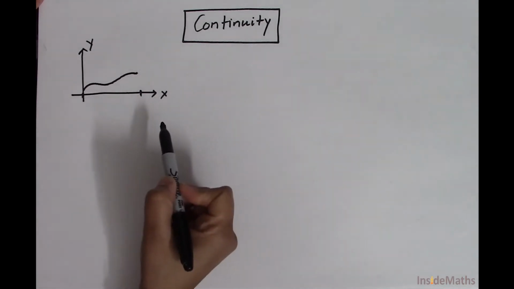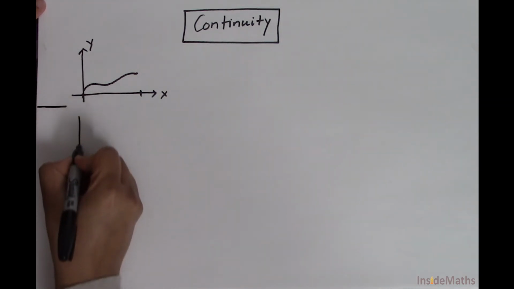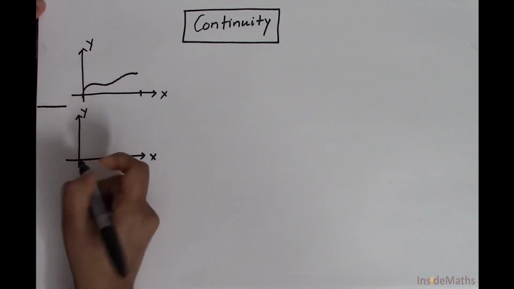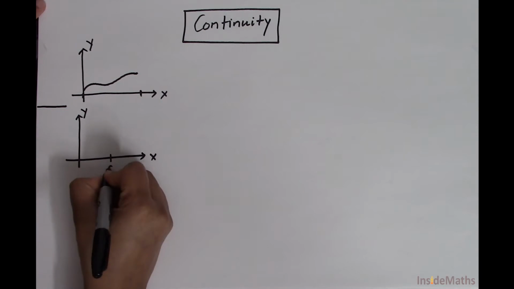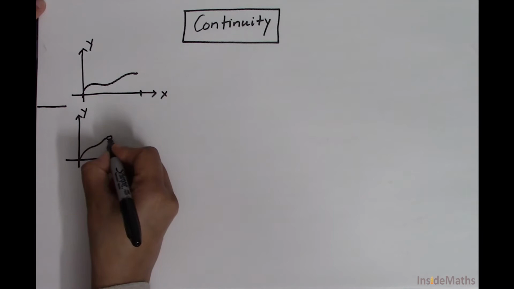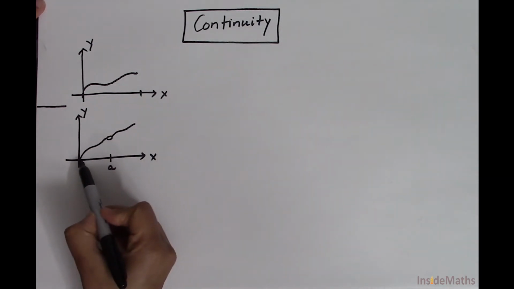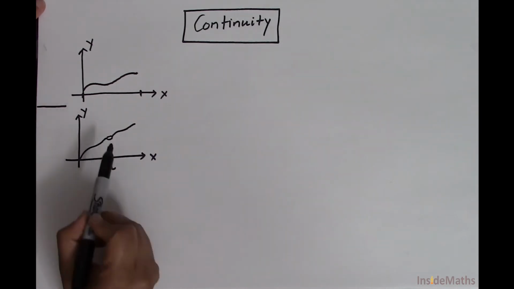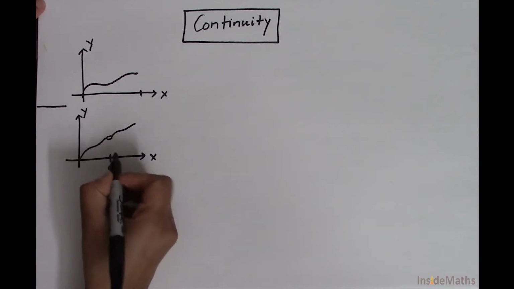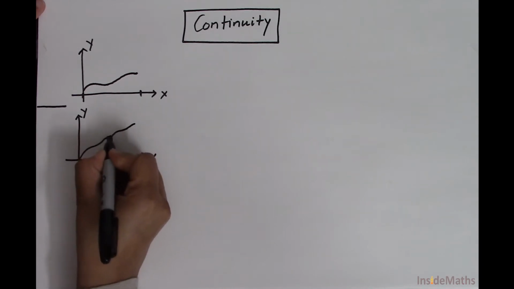Now what are holes, breaks or jumps? So let's take more examples. Let's say we are given a curve which is not defined at the point A, and it looks like this. Now this is a hole at the point A. That means the function is not defined at this point. So there is a little hole over here.